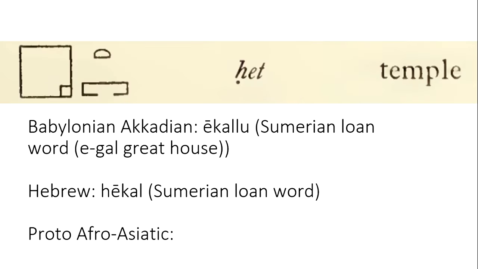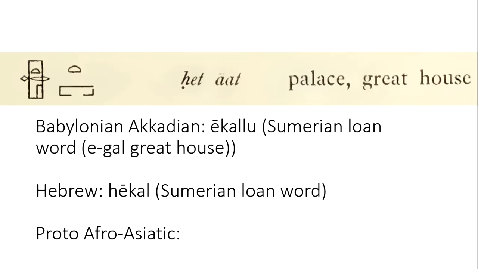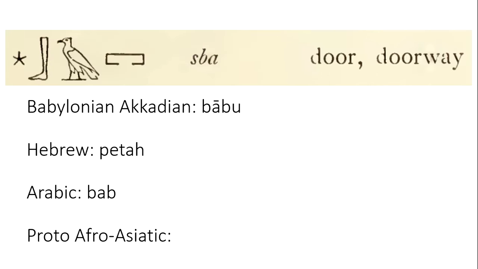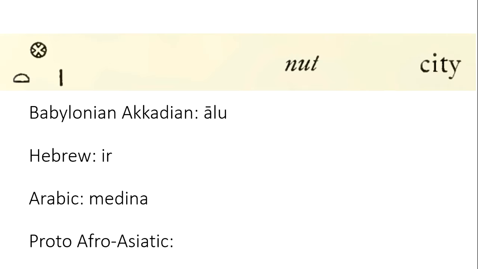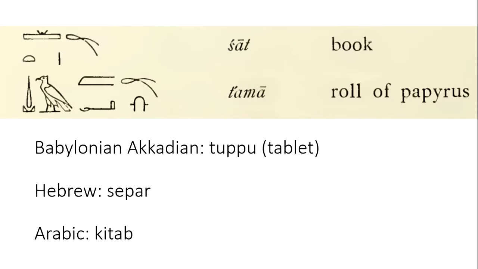Het, temple. Het, aat, palace or great house. Spa, door or doorway. Nut, city. Shot, book. Tama, roll of papyrus.